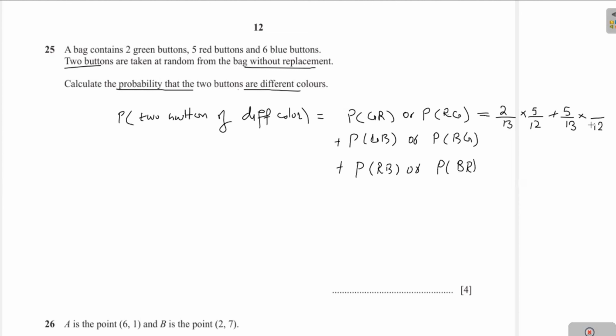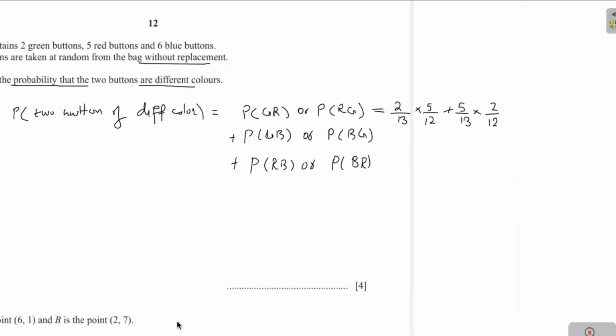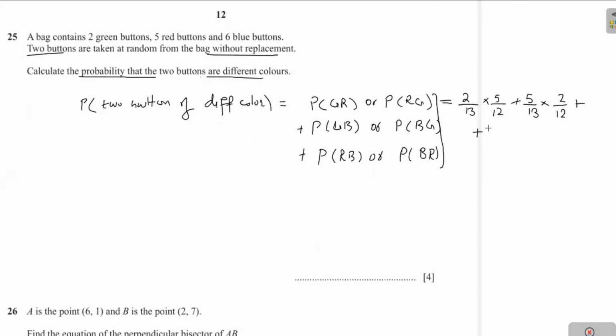Therefore, here are 12 buttons, and we have to select the green button out of 12 buttons. Green buttons here are 2. Therefore, we can write this as 2 over 12. Next, we will write plus the probability of green button, and green buttons here are 2 out of 13. We write 2 out of 13, multiplied by blue buttons, which is 6. Therefore, 6 out of 12, because one button is already taken.